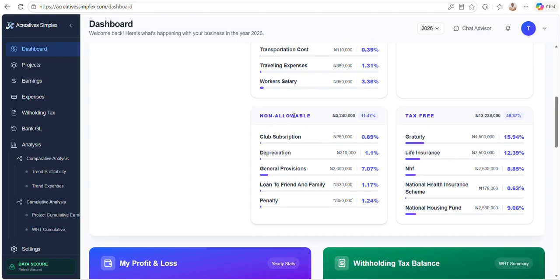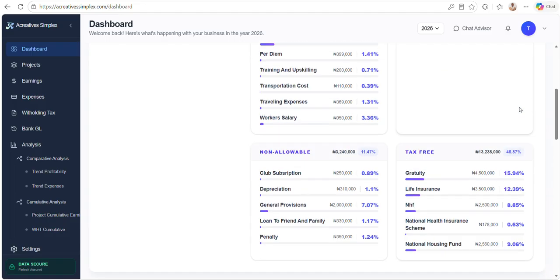Then we come down to our non-allowable expense. Our non-allowable is 3.24 and it contributes 11.47%. And what are those things that make it up? They are club subscription, depreciation of assets, general provisions, and their respective percentage. Also, there are some expenses that are tax-free such as gratuity, life insurance, national housing fund, national health insurance scheme. All of these are tax-free expenses and they contribute 46.87 to our overall expense.